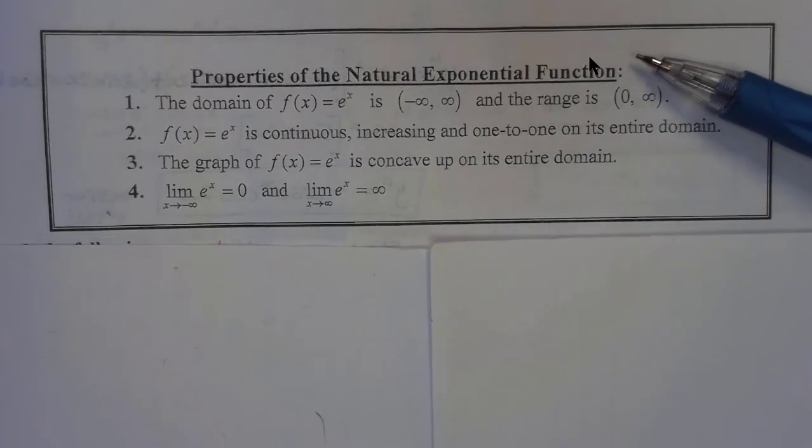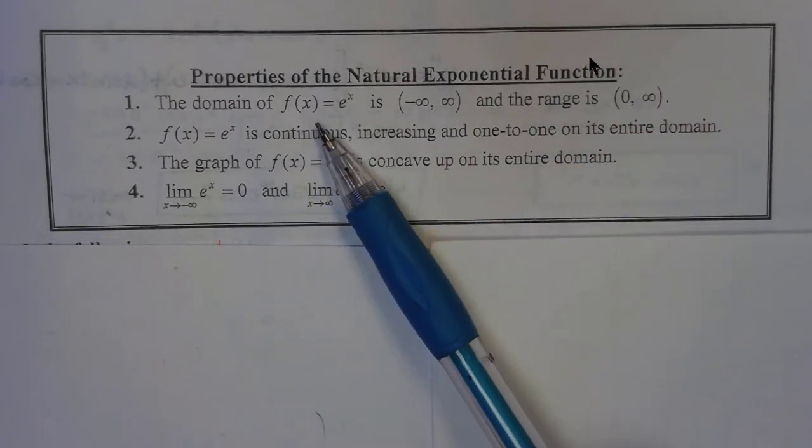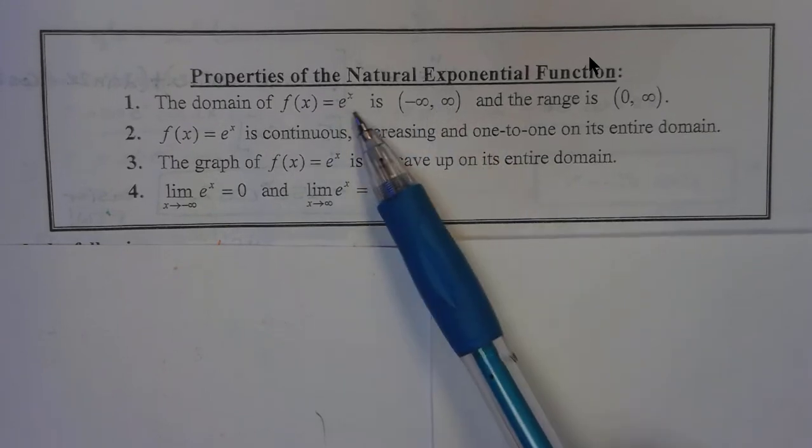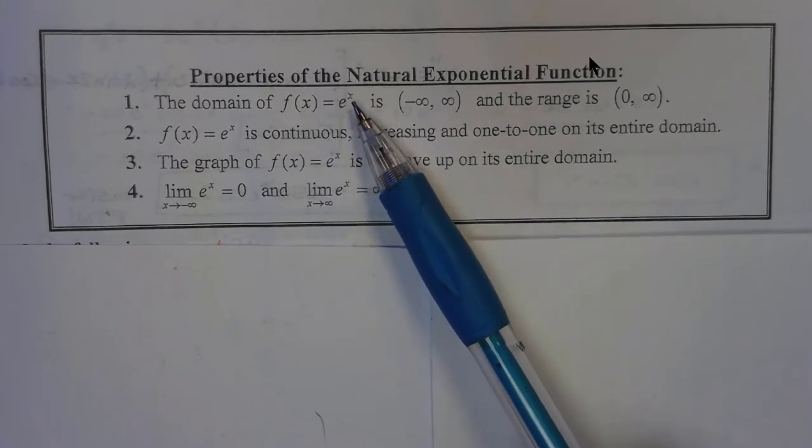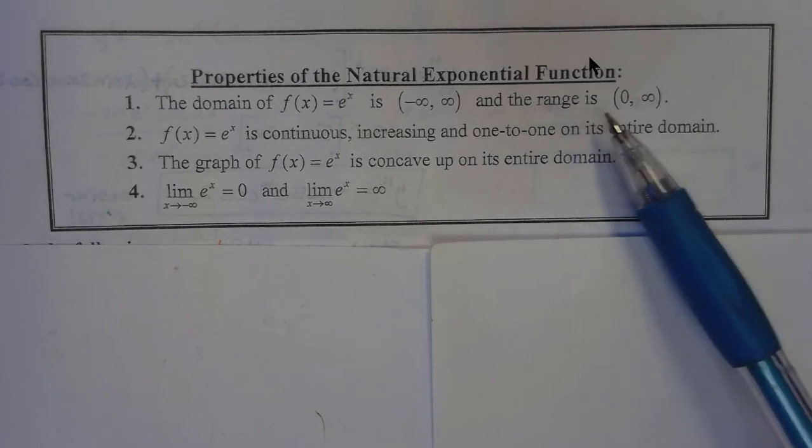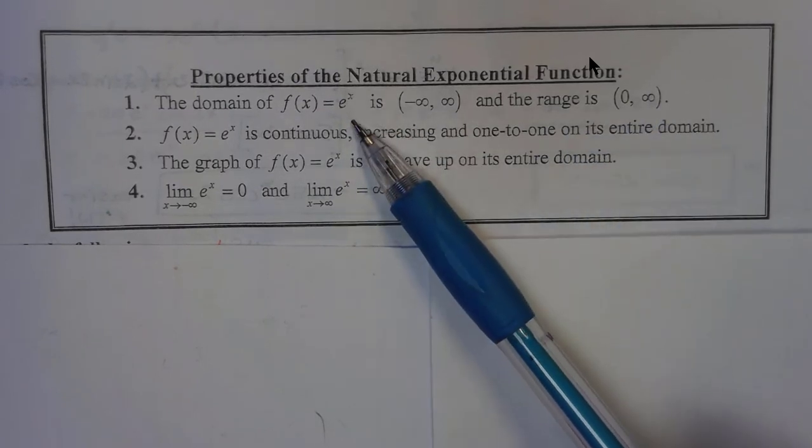Properties of the natural exponential function. Your domain is negative infinity to infinity. There's no number you cannot substitute in for x. The range is 0 to infinity. E to some power will never be 0 because e is about 2.71828.